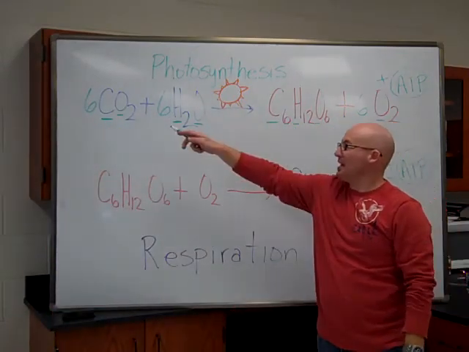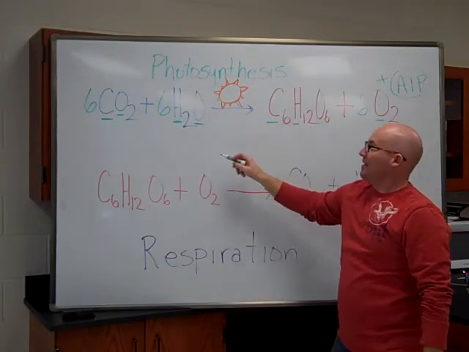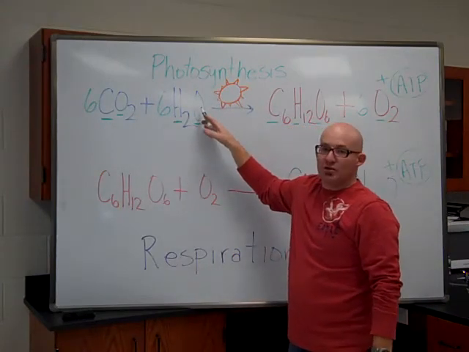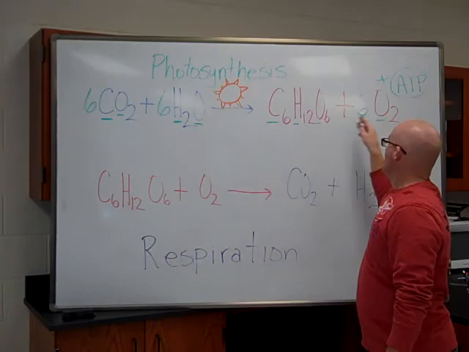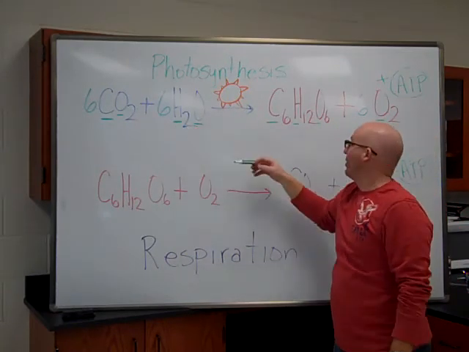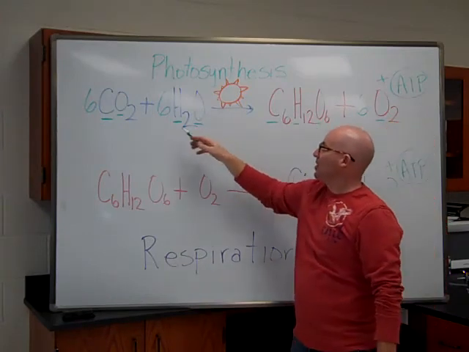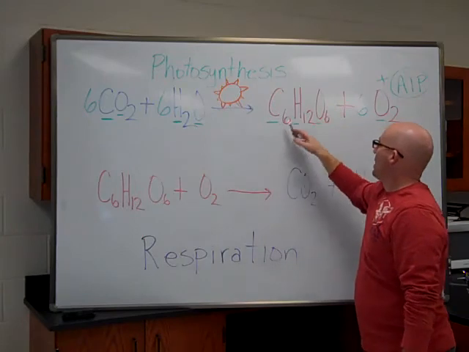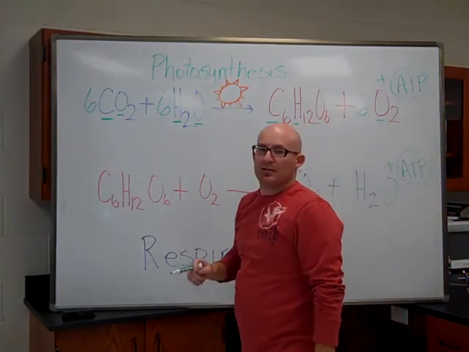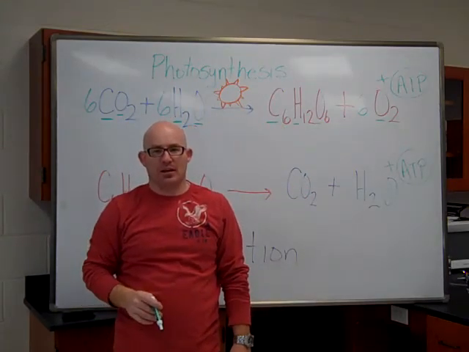Now, with the 6 and the 6, you will notice that I have the same number of atoms on each side. I have 6 carbons here. I have 6 carbons here. I have 6 times 2, which is 12 oxygens, plus these 6 oxygens, that's 18. I have 18 oxygens over here. And the same thing with the hydrogens. 6 times 2 is 12, and I have 12 hydrogens here. So that's balanced. So that is the process of photosynthesis.